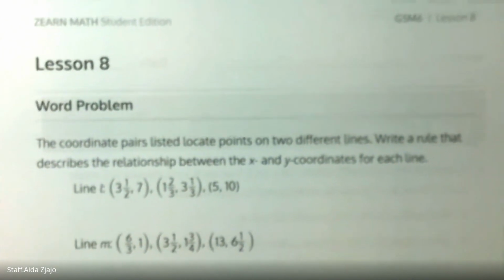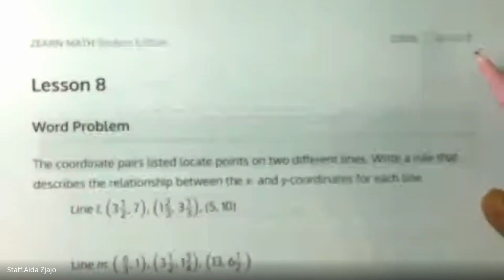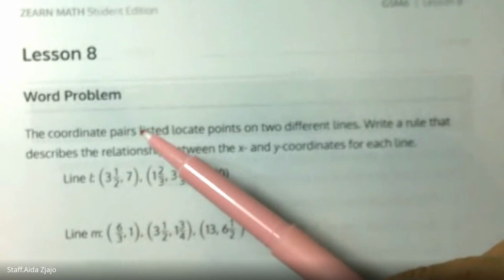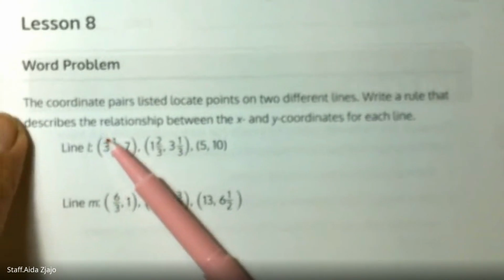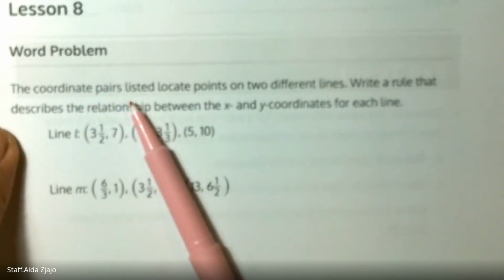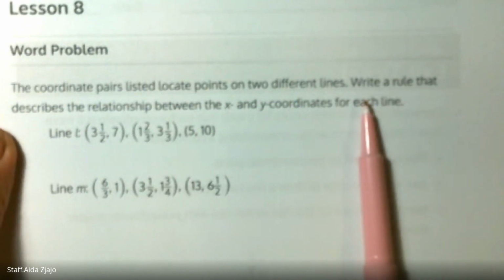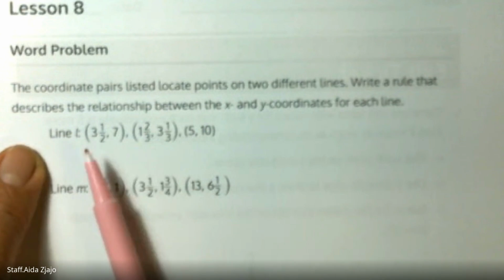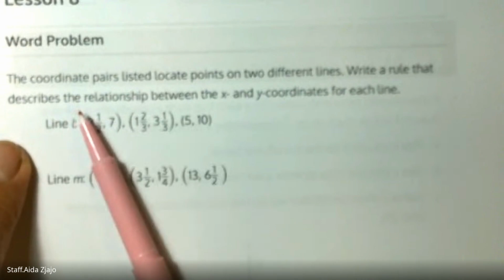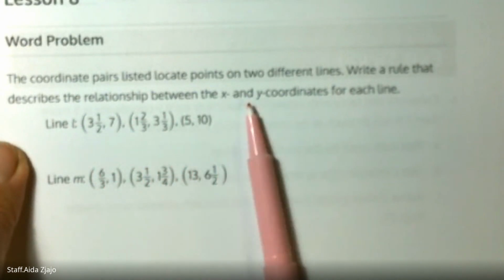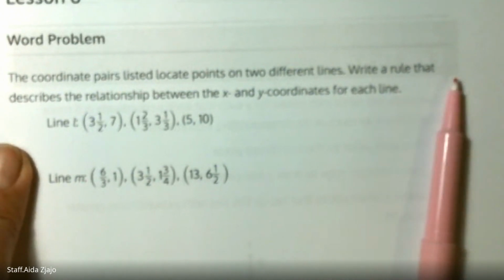It's lesson 8, grade 5, mission 6, lesson 8. It's a word problem. It says this: The coordinate pairs listed are located on two different lines, line L and line M. Write a rule that describes the relationship between the x and y coordinate for each line.